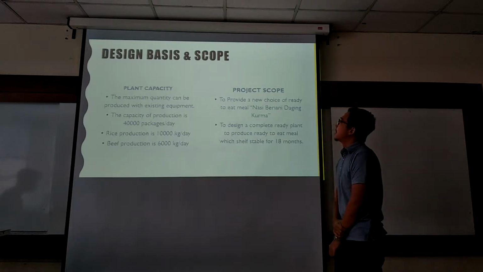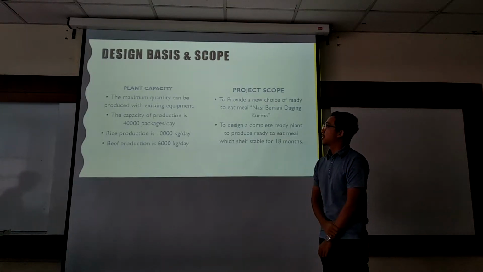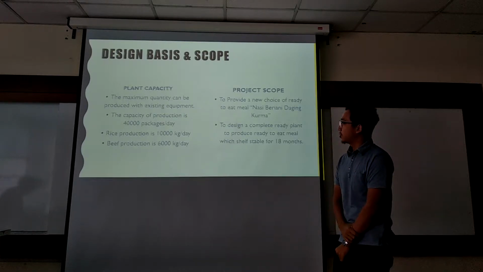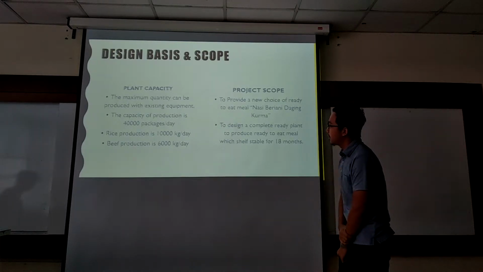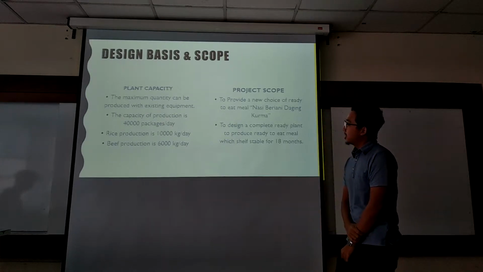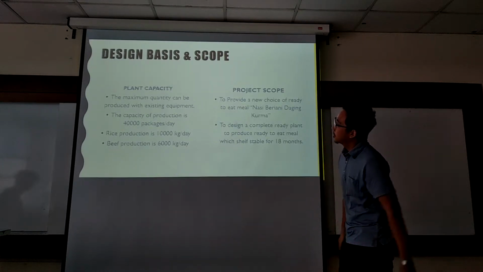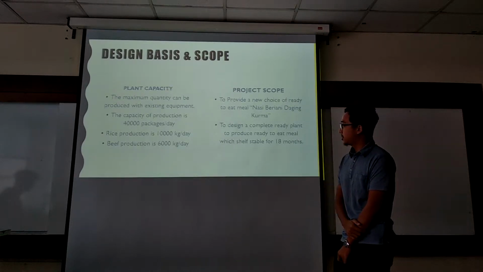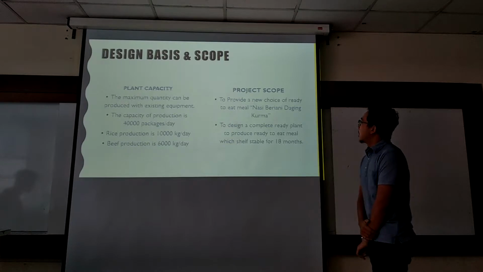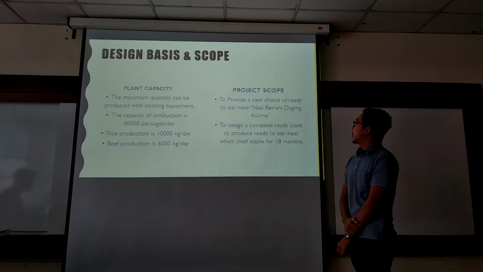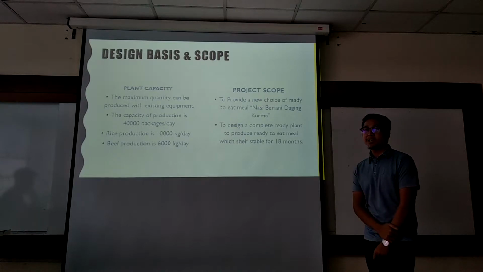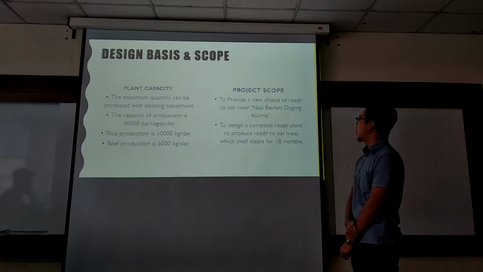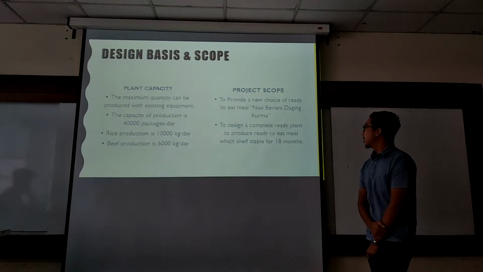And then for design basis and scope, our plant capacity means the maximum quantity that can be produced with existing equipment. For our project, the capacity of production is 40,000 packages per day. Rice production is 10,000 kg per day. Beef production is 6,000 kg per day. Our project scope is to provide a new choice of ready-to-eat meal, which is nasi biryani daging kurma, and to design a complete plant to produce ready-to-eat meals with a shelf life of 18 months.